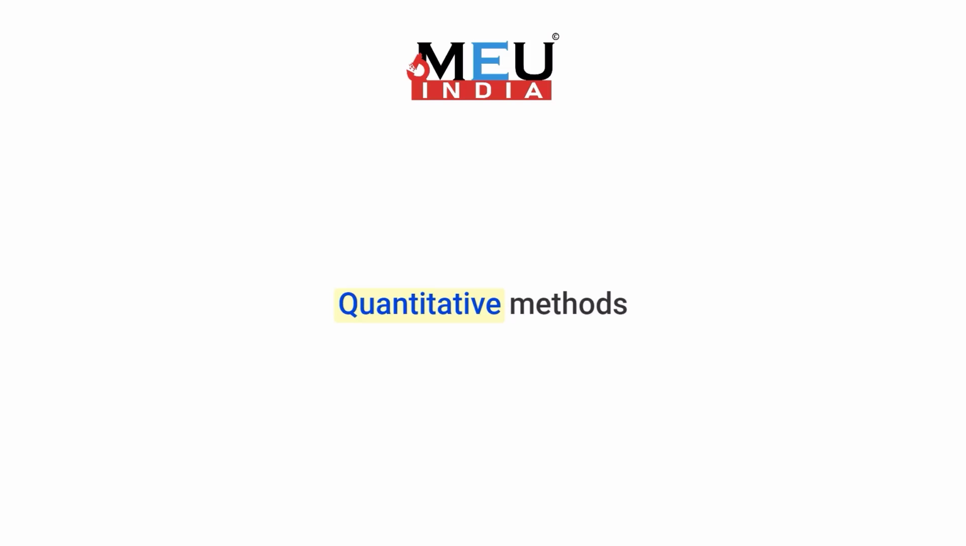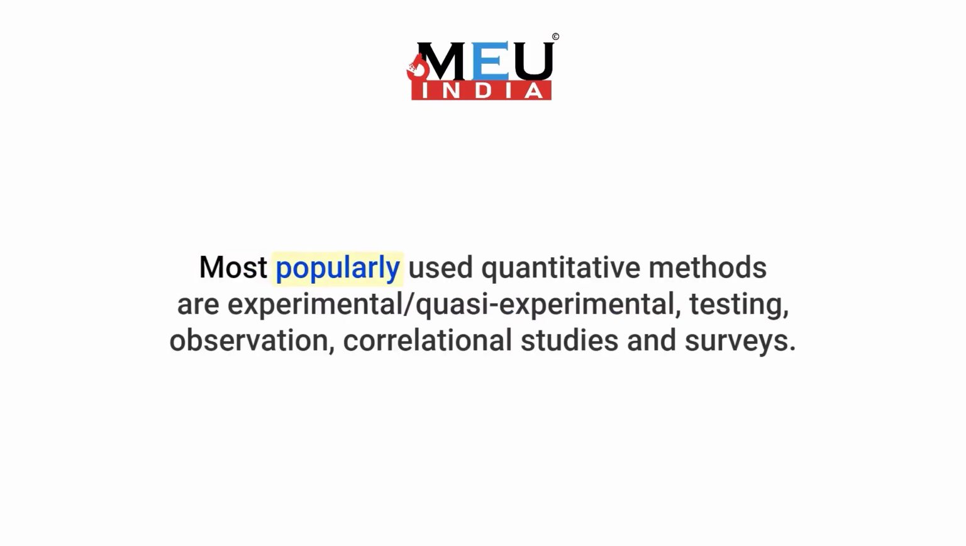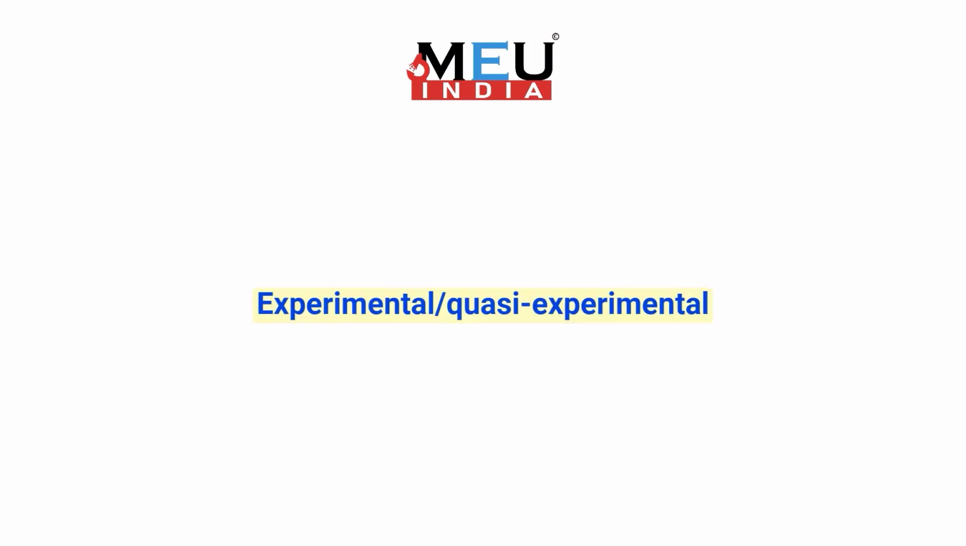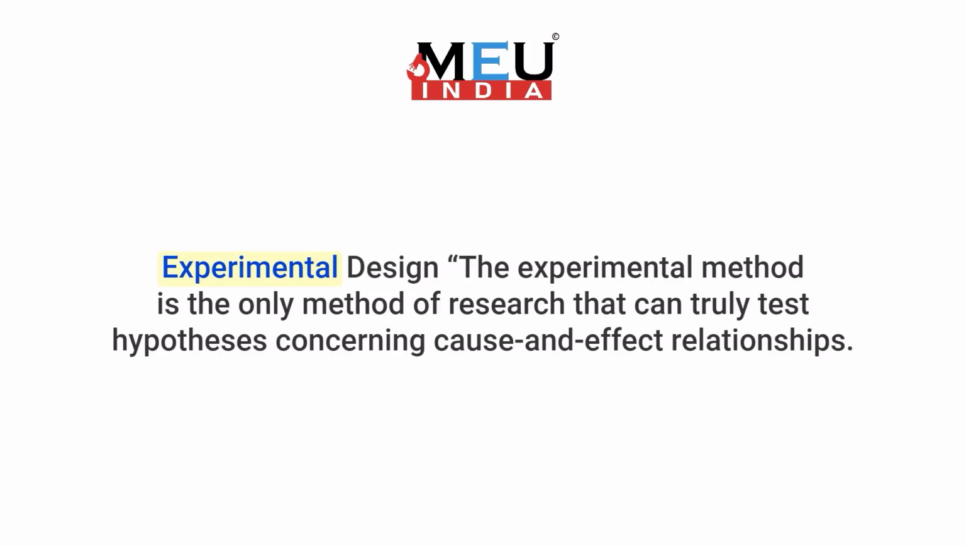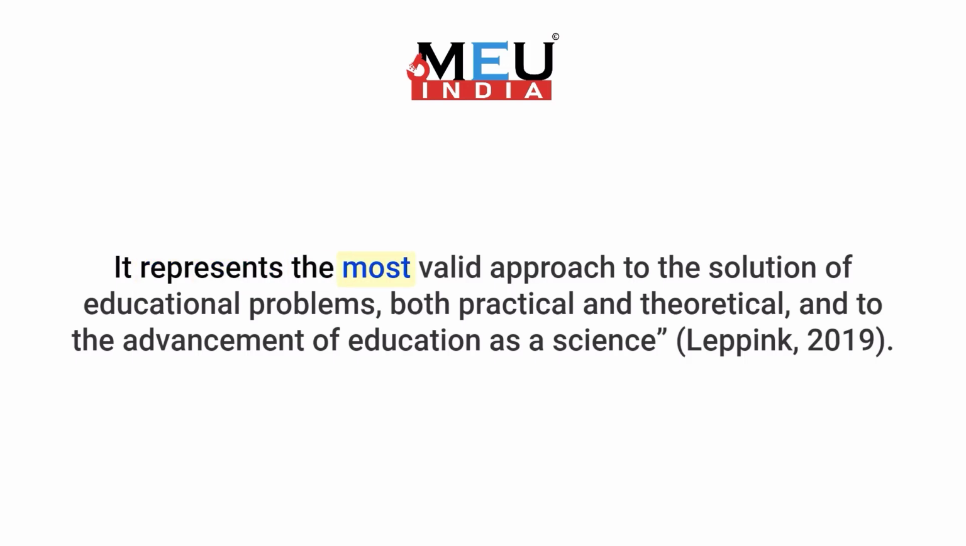Describe quantitative methods. Most popularly used quantitative methods are experimental, quasi-experimental, testing, observation, correlational studies, and surveys. Experimental, quasi-experimental. Experimental design. The experimental method is the only method of research that can truly test hypotheses concerning cause and effect relationships. It represents the most valid approach to the solution of educational problems, both practical and theoretical, and to the advancement of education as a science.